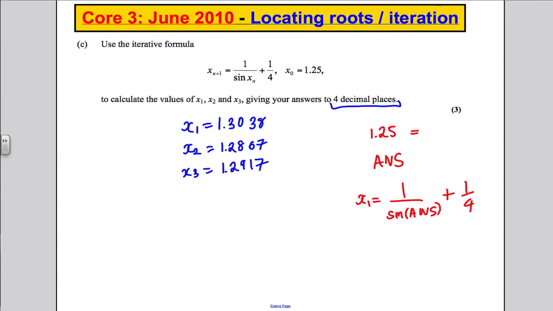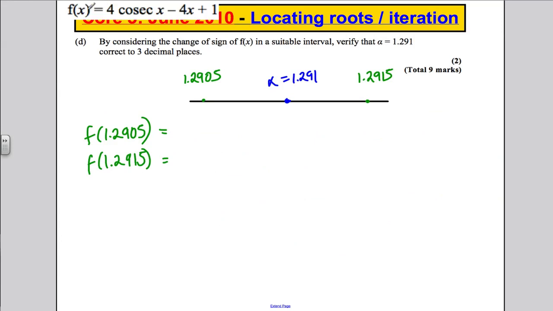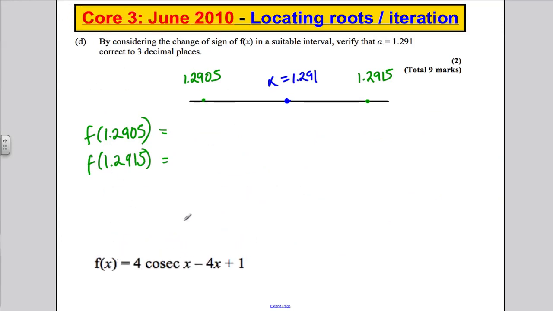The function we're considering here is this function here. That's what we're typing into the calculator, where cosec is 1 over sine. So this thing here is going to be 4 over sine x, subtract 4x plus 1. So that's our function, and we work it out at the following 2 points. So we have 4 over sine x, subtract 4x plus 1, and we're going to work it out at 1.2905.